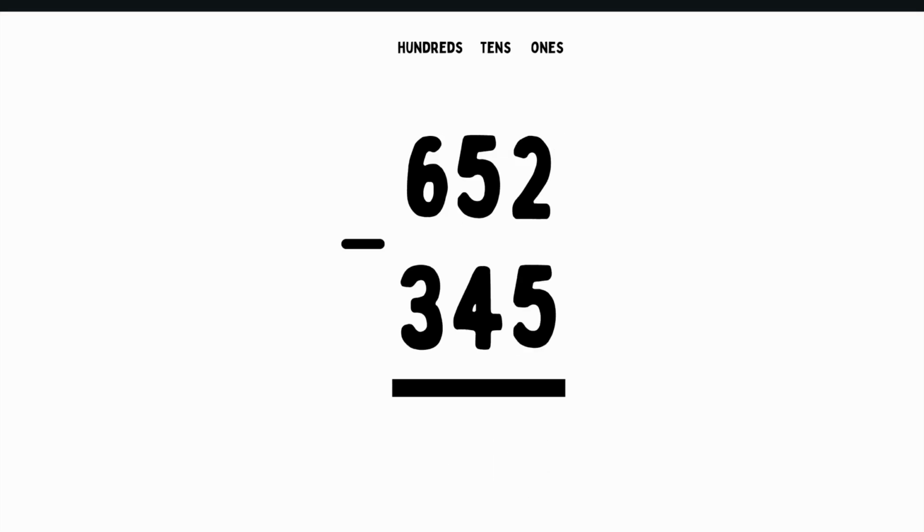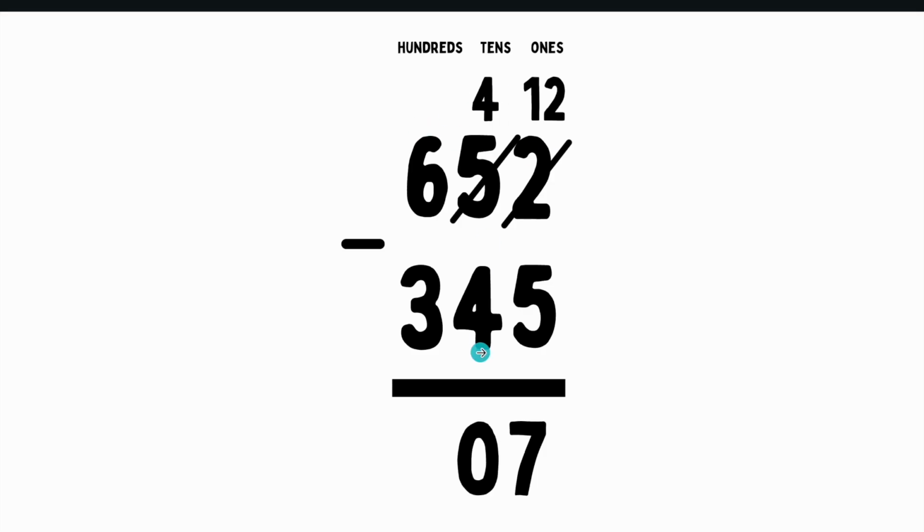652 minus 345. Let's take a look at the ones. We have 2 minus 5. We need to look at the tens place to regroup a 10 into ones. We have 5 tens. Let's take one of those tens. Now we only have 4 tens. Let's give that 10 to the ones. 2 and 10 makes 12. 12 minus 5 is 7, because 7 plus 5 is 12. 4 minus 4 is 0. 6 minus 3 is 3. The difference is 307.